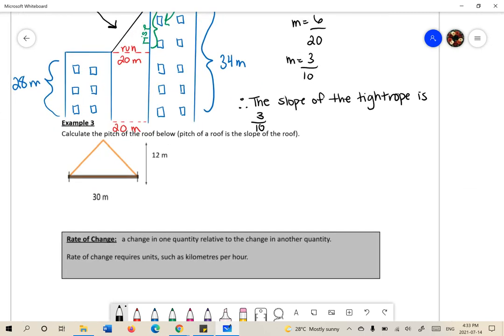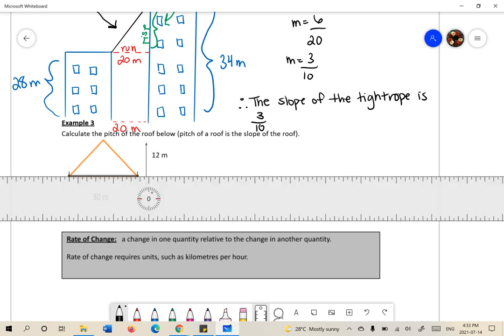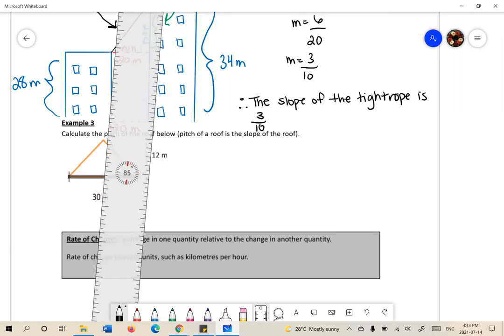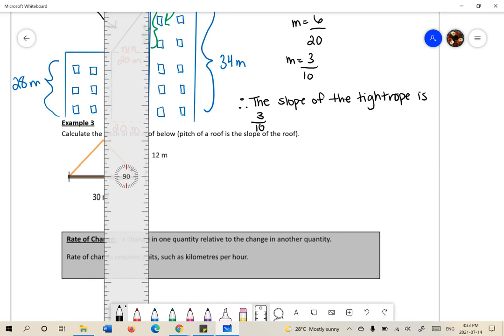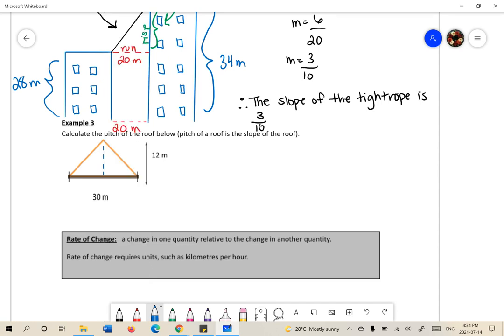Next example. Calculate the pitch of the roof below. It tells us that the pitch of the roof is the slope of the roof. So I need a rise and I need a run. To make it easier for me to find my rise and run, I'm going to divide this roof into 2. Each side of this roof has the same slope. So I can just find the slope of one side of the roof, and that'll be the slope of the other side of the roof as well.